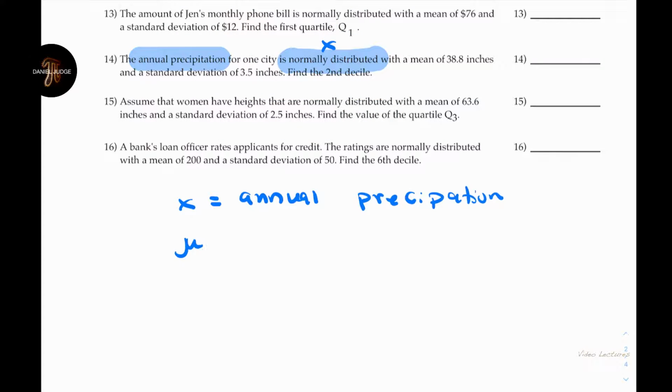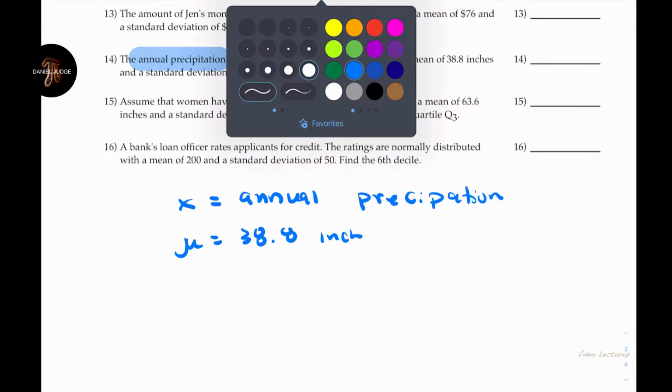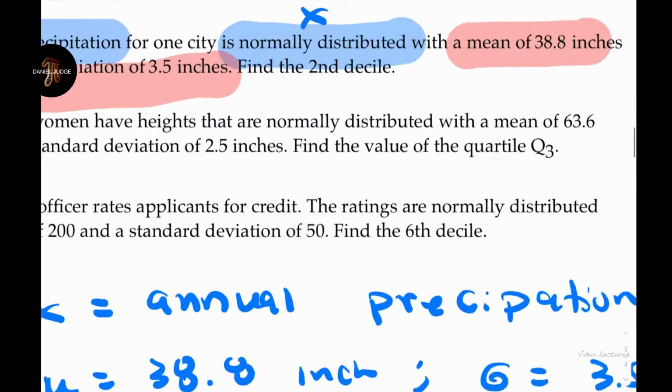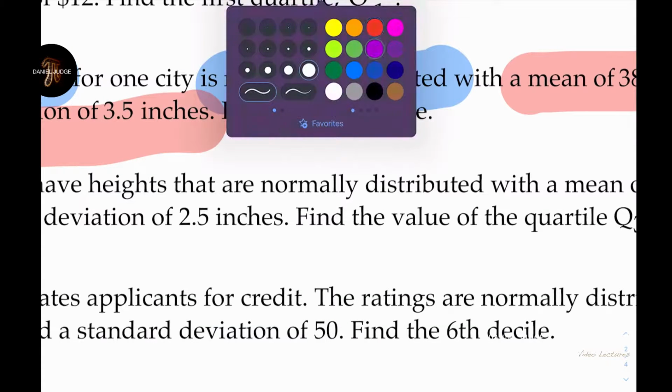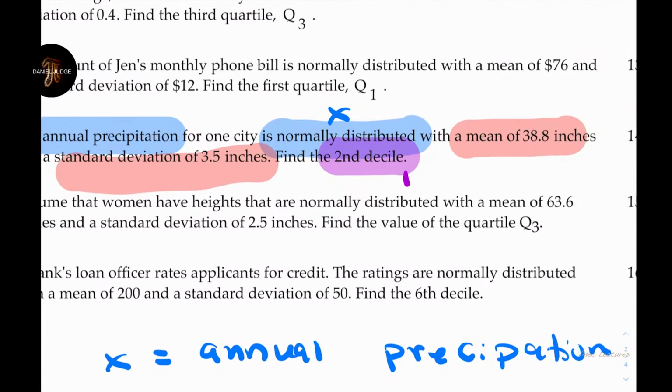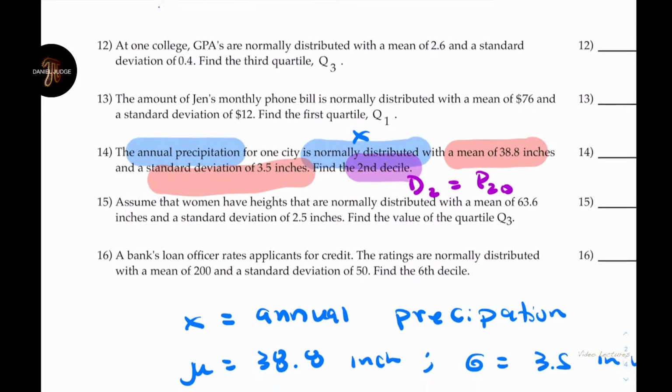Number 14 here. And they're going to say the mean here is 38 point, that's a lot of rain, right? 38.8 inches. That's our mean. Standard deviation is 3.5 inches. So we're going to put that here. Okay. And then look at the question now. Find the second decile value? Oh, they're going to make me review and remember that the second decile value, that's D2, which is P20. It's the 20th percentile for D2.